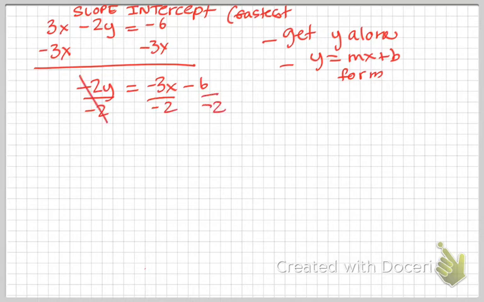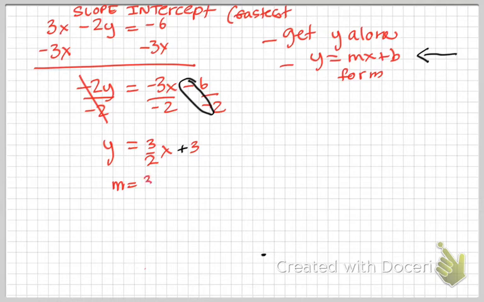And this is something I kind of want to talk about. Notice it's negative 3 over negative 2. A negative divided by a negative is a positive. I have a lot of people messing up on that. And a negative 6 divided by negative 2 is also a positive. So now what is my slope, Lily? Our slope is 3 over 2. And our y-intercept? 3. Good.